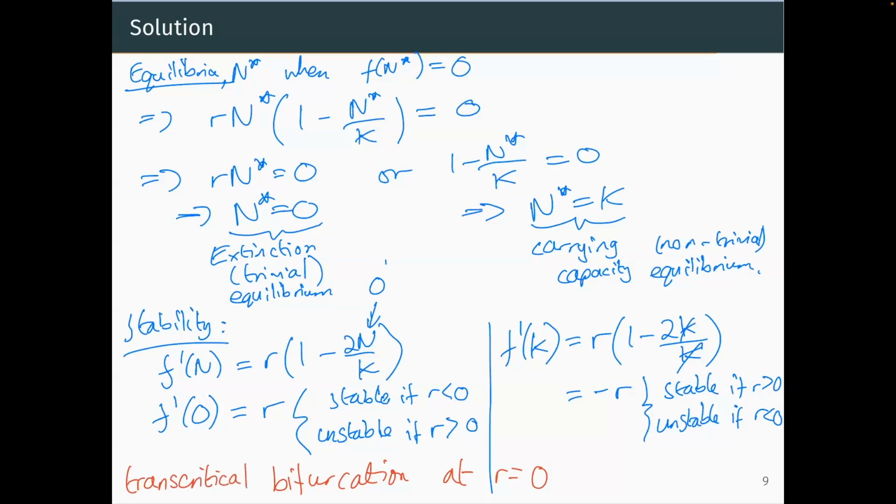Yeah, so the key thing with a transcritical bifurcation is you've got two equilibria, or two steady states in discrete time. One of them isn't coming into existence or being annihilated or anything like that. They both exist as you pass through this bifurcation parameter, but their stability switches. Okay, so R is 0. This one goes from being stable to unstable, and this one goes from being unstable to stable.